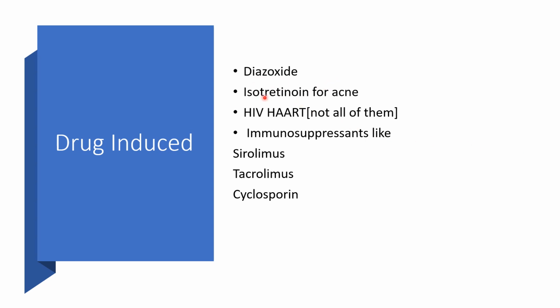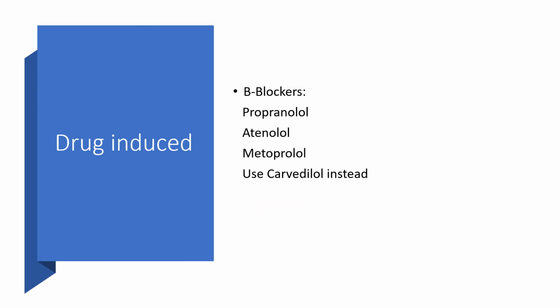Others would be azoxide, isotretinoin for the treatment of acne in teenagers, HIV with highly active antiretroviral therapy, but not all of them, immunosuppressants like sirolimus, tacrolimus, and cyclosporine. The list has not ended. It also includes beta blockers like propranolol, atenolol, metoprolol. If you need to use beta blockers and you can't use these because your patient is diabetic, then you can go for carvedilol instead of any of these, except you are going to use this for a short time, okay?